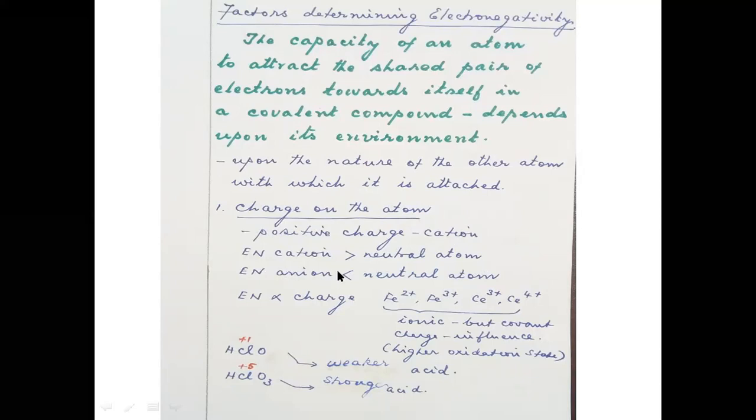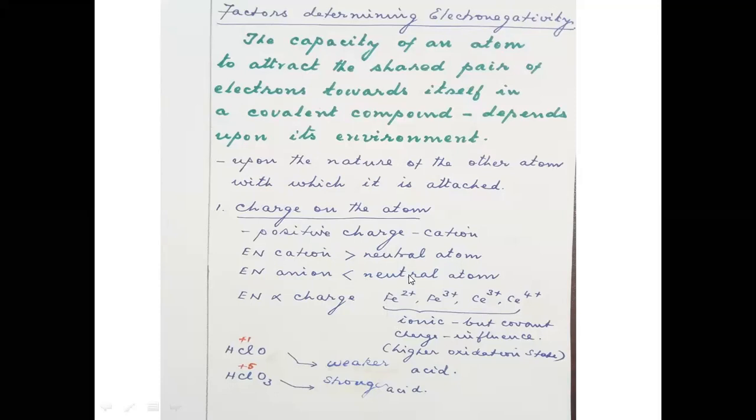See, if you take an anion, it is already electron rich because it has gained one or two more electrons and it has become negatively charged. So it will not show any attraction towards further electrons. Hence, the electronegativity of the anion of a particular element will be less than the neutral atom itself.